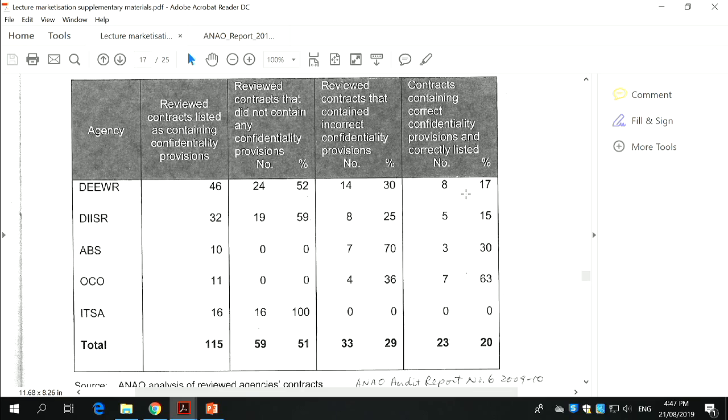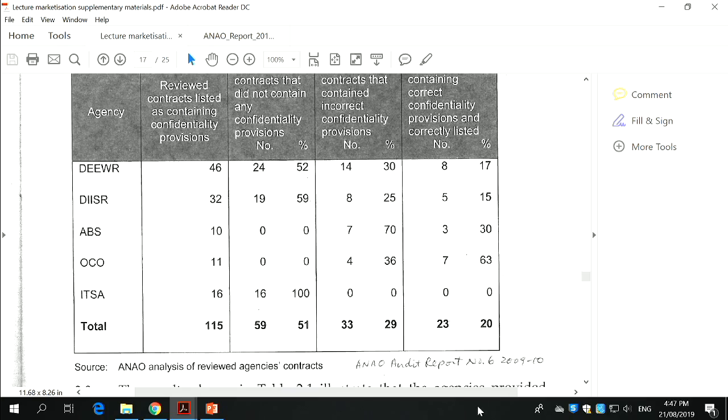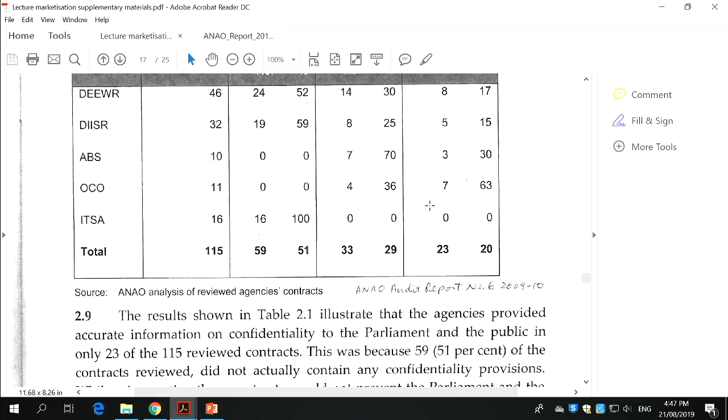Okay, so what percentage of the contracts audited correctly contain the correct confidentiality provisions and are correctly listed? Only 20%. It means that another 80% has problems. Okay, so that was back in 2019.